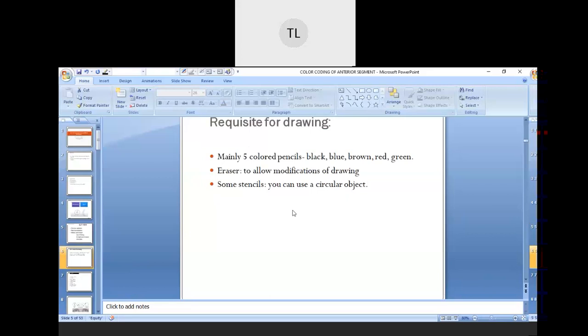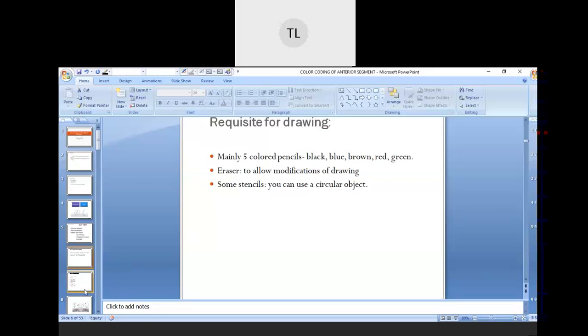Now let's move to the different colors that we are going to use. Before we start, let's see the requisites for the drawing. Basically, we need five different colors: black, blue, brown, red and green. We can also use an eraser to modify the diagram if required, and also a stencil. You can use it as a circular object.